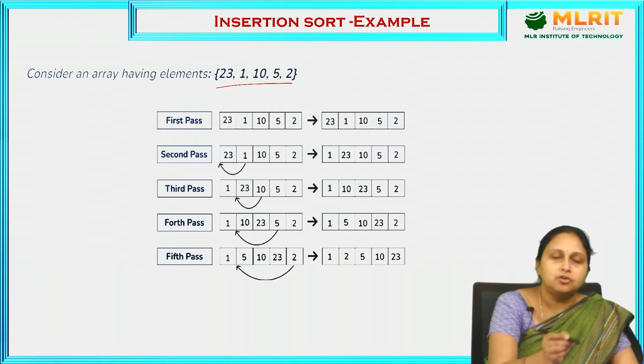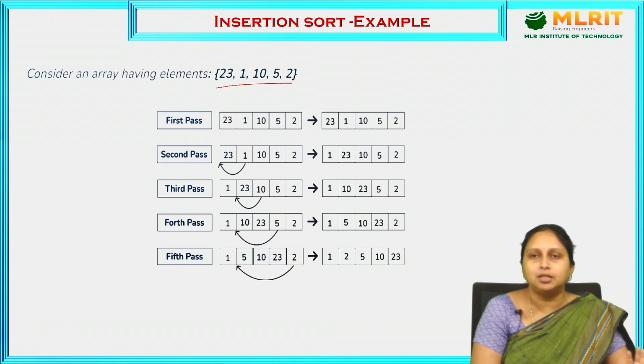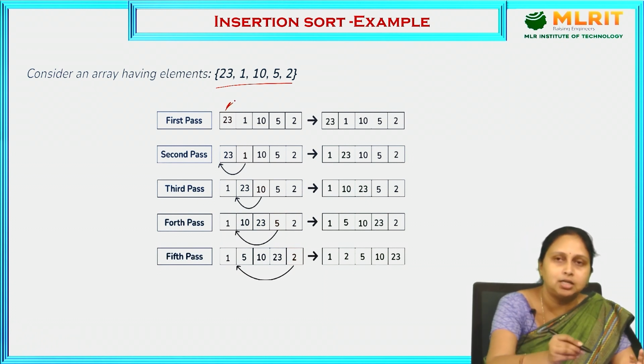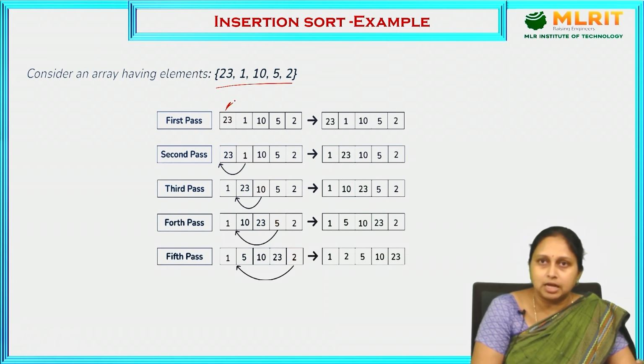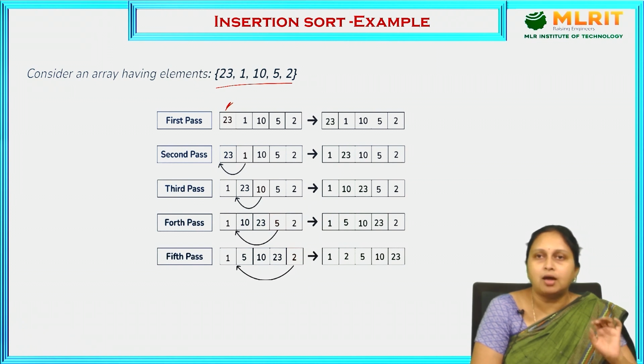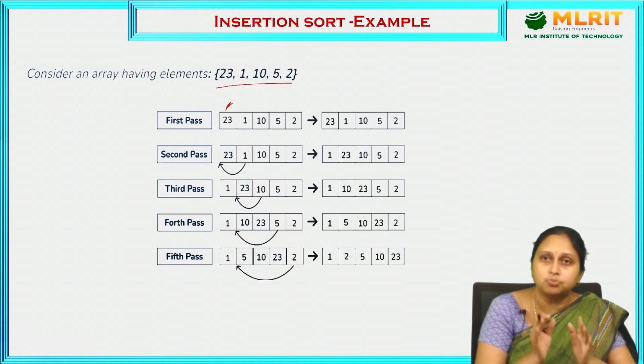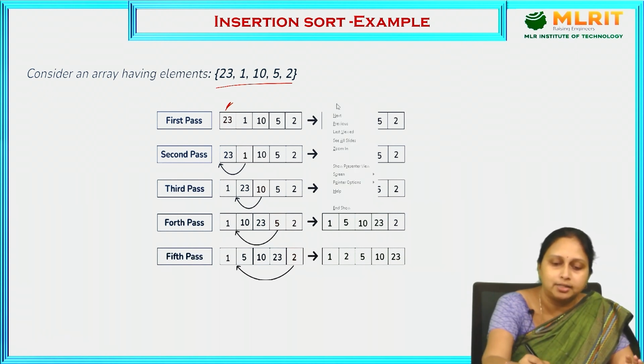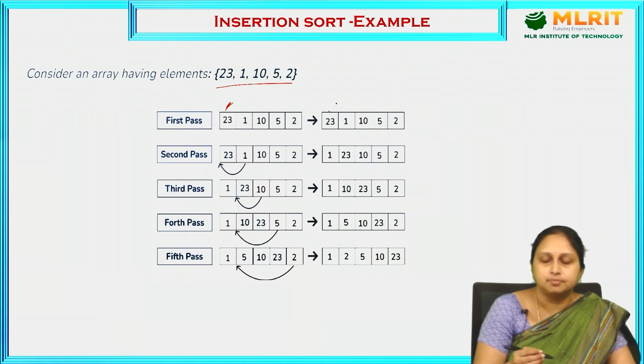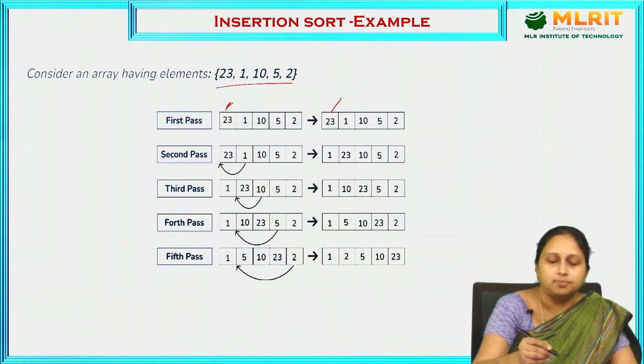In the first pass, we are not going to do anything. Why? Because the first element will be there in the first position only. You don't need to have any comparisons. Directly the first element will be in the first position, like this.